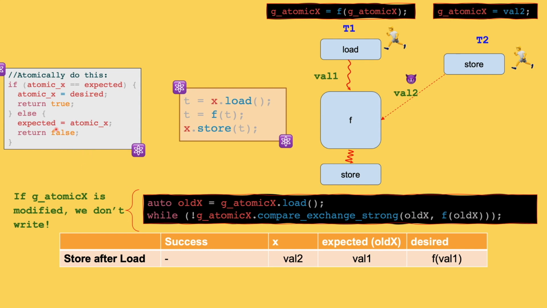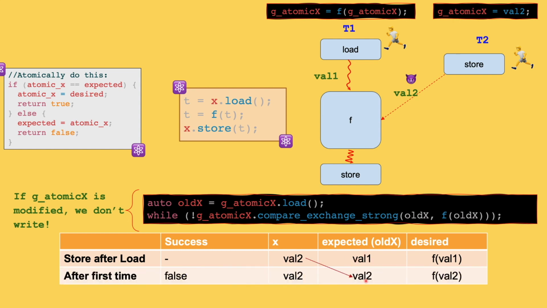Instead, we update expected to be the value of atomic X. So now the expected value is value 2. Now we run this one more time because in this case, we return false because the two values were not equal. We just update expected and we return false. Now, next time that you run this, value 2 for X is equal to value 2 for expected. Therefore, we are in this part of the algorithm.